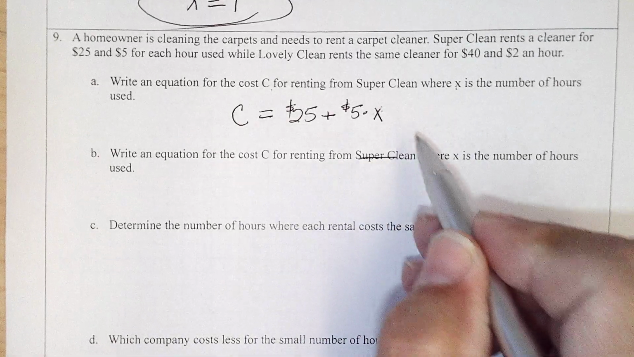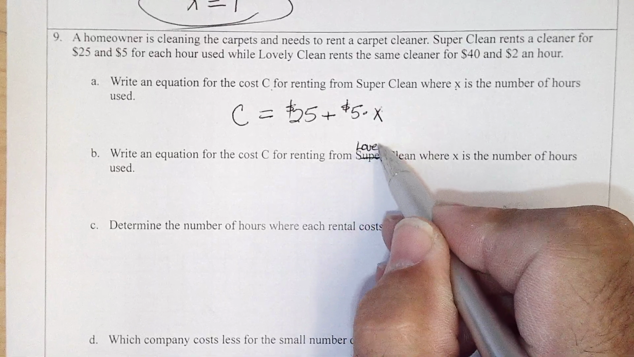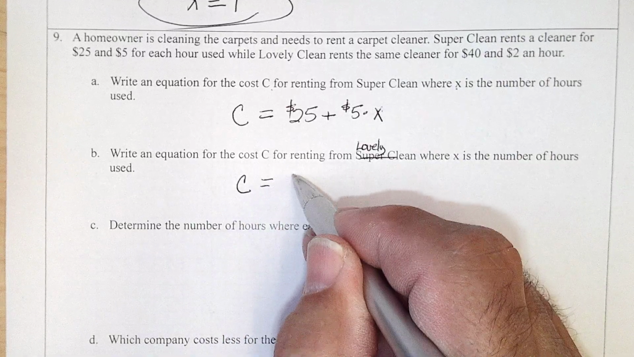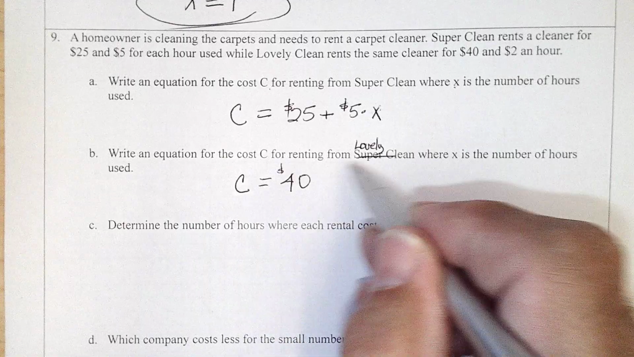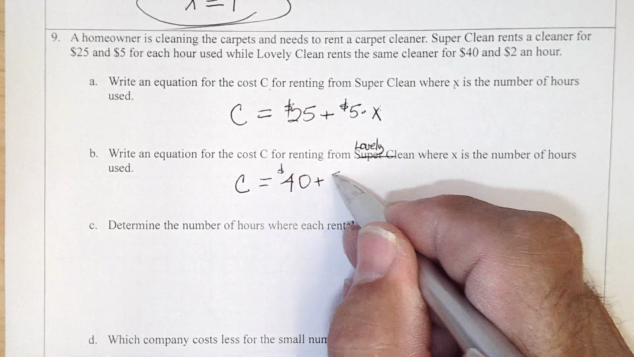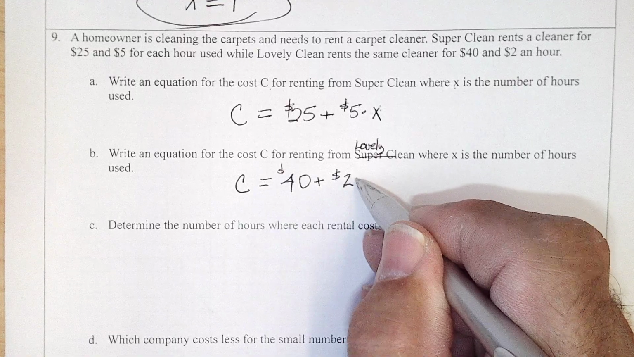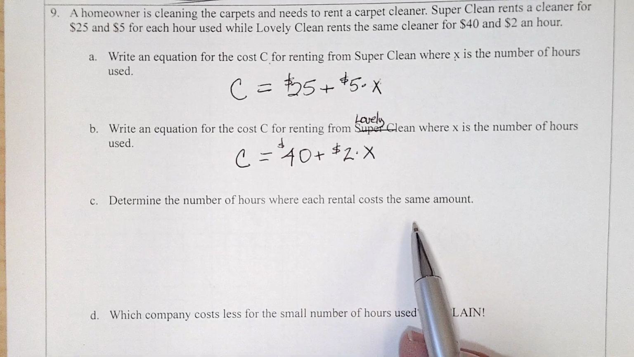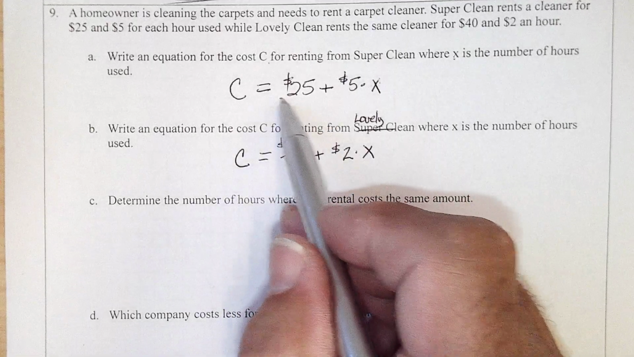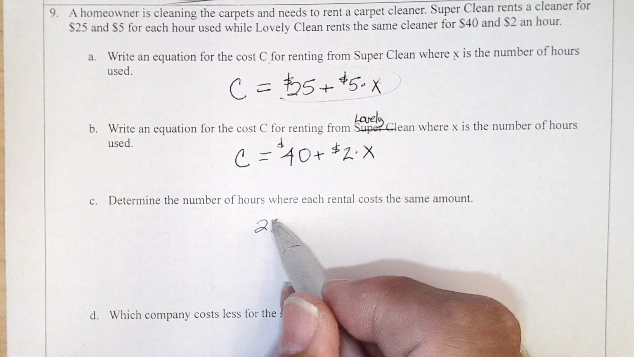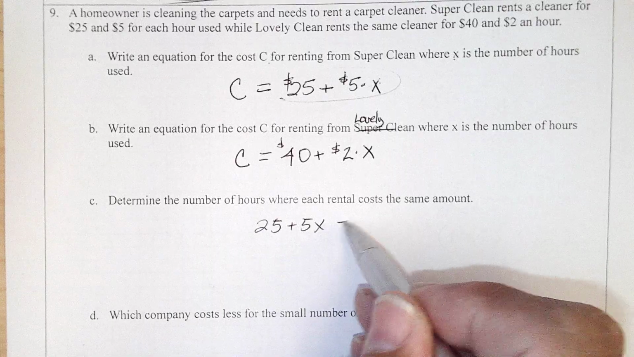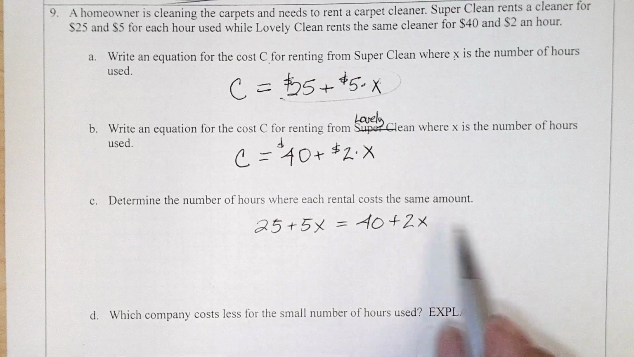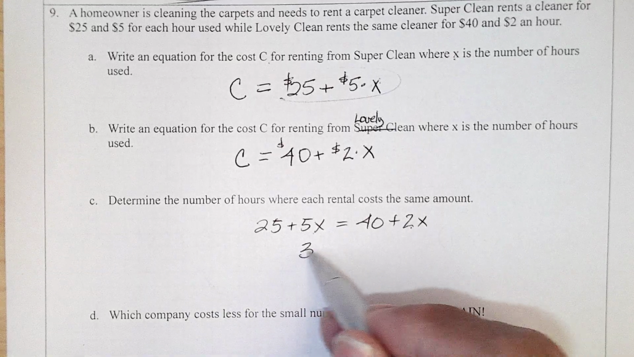And it said Super Clean, but in class I changed it to Lovely Clean. So Lovely Clean is $40, so the cost is going to be $40 plus $2, so it's much less per hour, times x. And it says determine the hours that the rental costs are the same amount. So we want to know when 25 plus 5x equals 40 plus 2x. So I can subtract 2x from both sides.